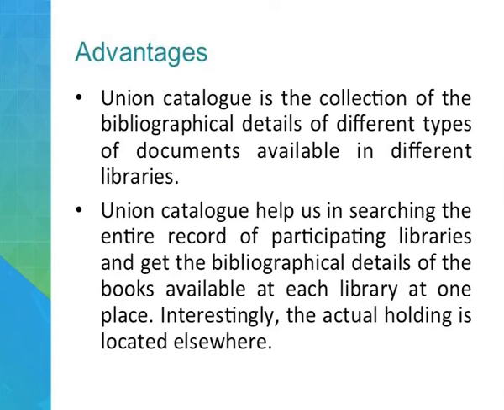So, there are lots of advantages and lots of services we can provide using the Union Catalog. Union Catalog is the collection of bibliographic details of different types of documents available in different libraries. Apart from that, Union Catalog helps us in searching the entire record of participating libraries and getting the bibliographic details of the books available at each library at one place. Means it is a one place where you can understand what other libraries have.